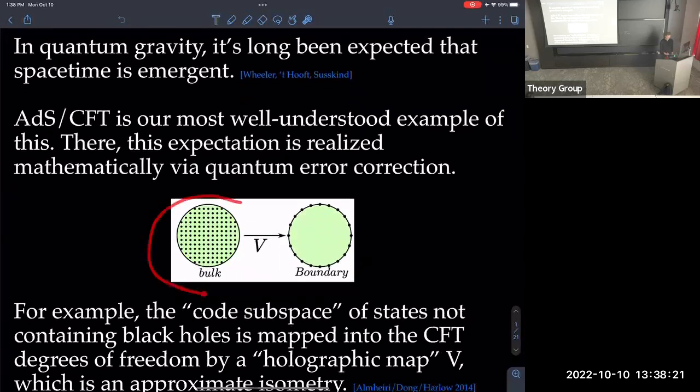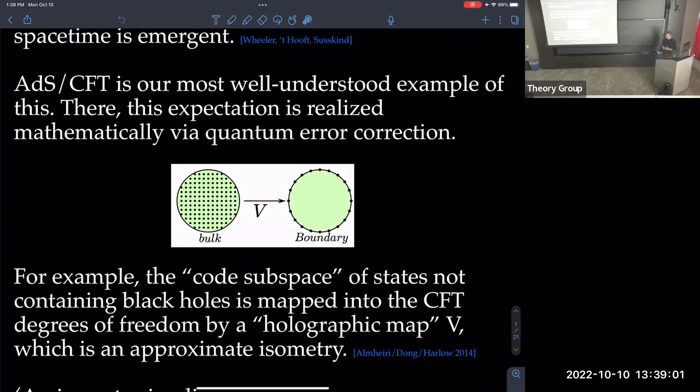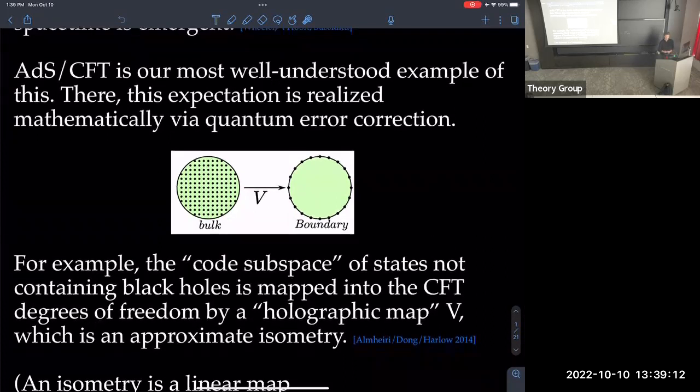And so the picture we assign is something like this, where you imagine, so this is kind of like a time slice of the AdS, that's the disk here, and all of these black dots are like bulk degrees of freedom. You might think of them as qubits. And on the right, we have time slice you might think of as the CFT time slice. So now the black dots, the degrees of freedom, they live on the boundary. And there's some map V that maps from these bulk degrees of freedom to the boundary degrees of freedom. And the idea is that the, quote, code subspace of states that don't contain black holes are mapped into the CFT degrees of freedom by some holographic map V, which is an isometry or at least close to one. So this was what we were just saying on the blackboard earlier.